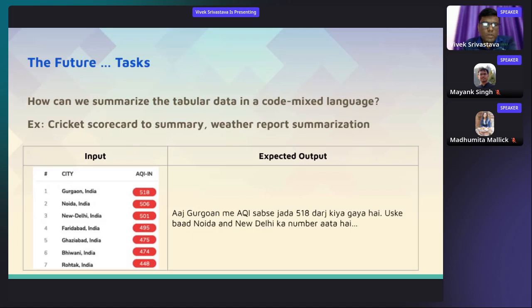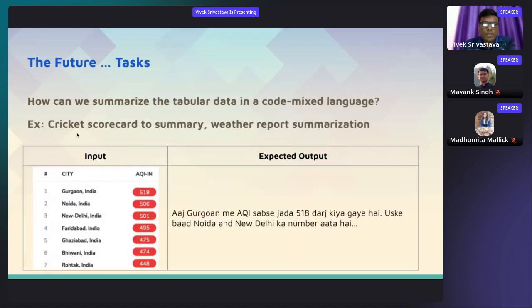Let's say you have tabular data, and you want to summarize the information given in that tabular data into, let's say, any code mix language that you pick. Here, the example given is in English, but we can take any code mix language, and we try to summarize what is given in the tabular data, what different important information there is that we can capture, and how well we can generate the sentences. So there is a lot of scope in this area of summarizing tabular data into code mix languages.